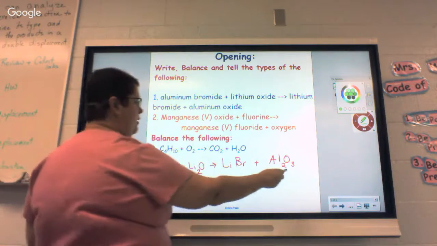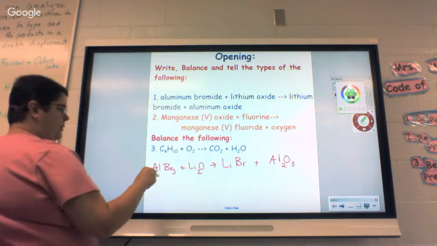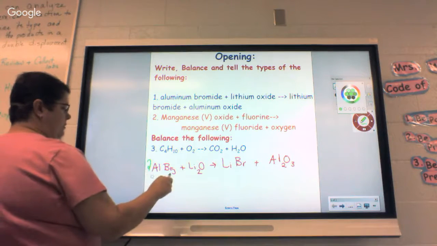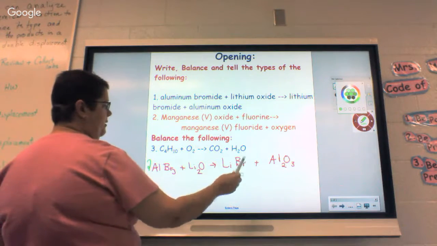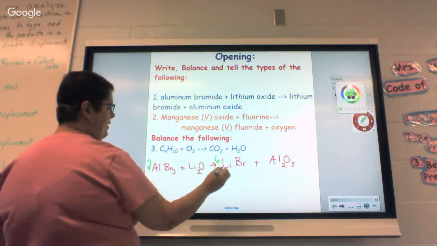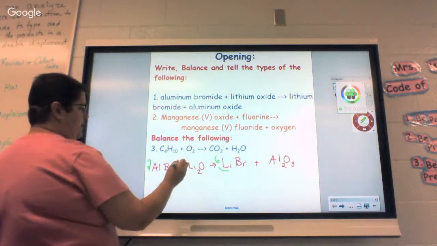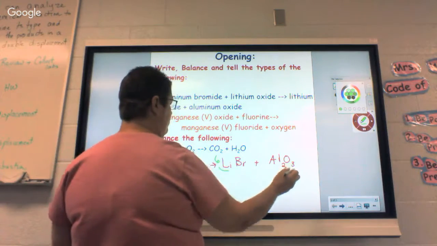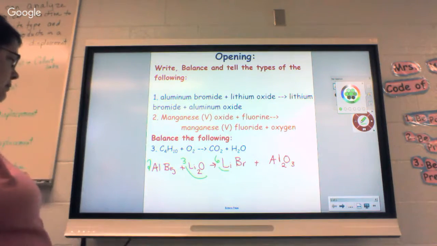Okay. How many lithiums are here? How many are here? So what am I gonna put? Okay. How many bromines is that? How many do we need here? So how many lithiums do we make? How do I get 6? Okay. How many O's do we make? How many O's are here? All right. Did I miss anybody?